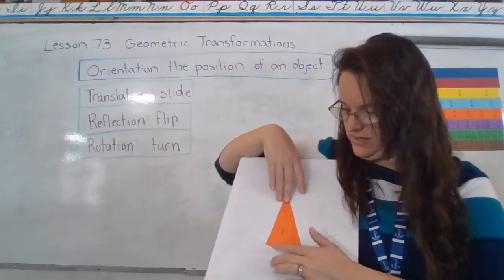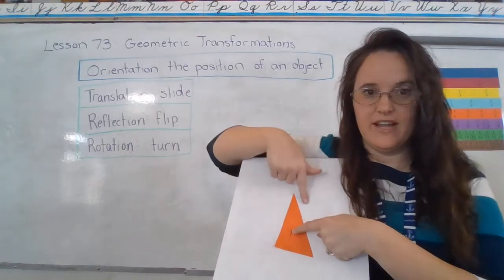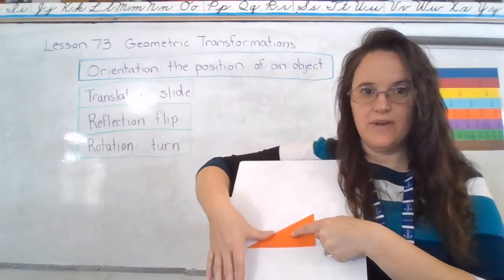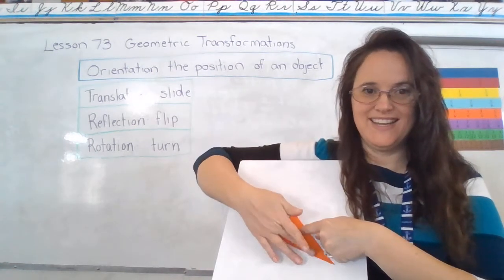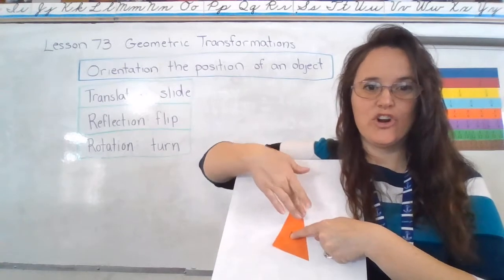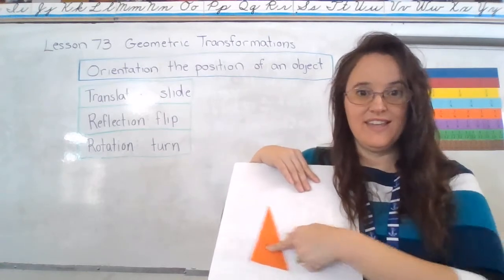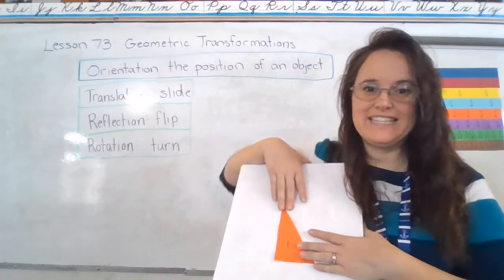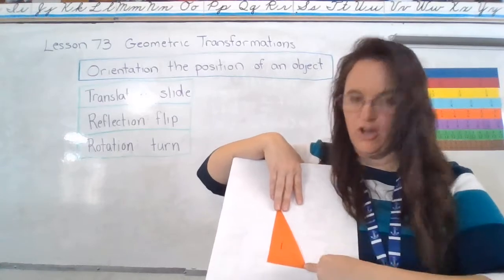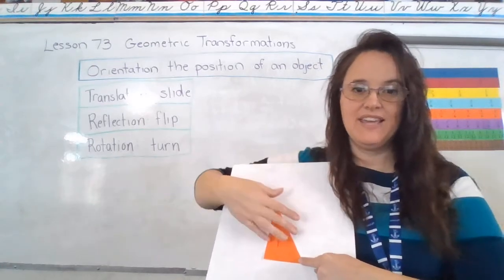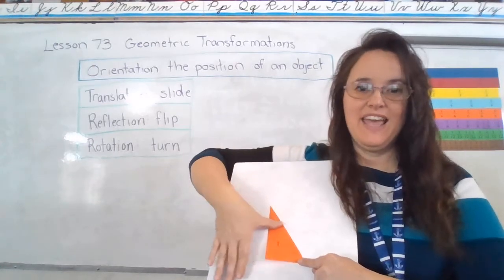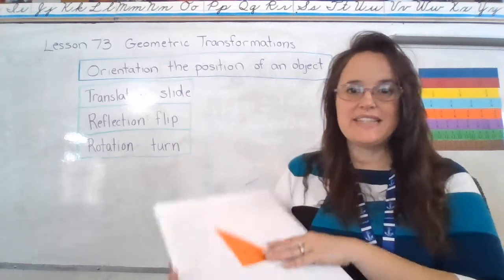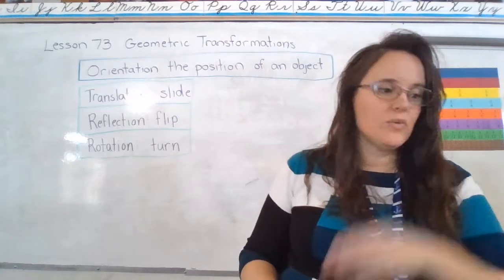Or I could stick my finger in the middle there and rotate it around the middle. Either way you choose to rotate, you are just turning. You're not moving it, you're just turning your triangle. It's easiest to do if you stick your finger on whatever point you want to rotate and hold that down really tight and then turn the rest of it. Okay? So translation, reflection, rotation.